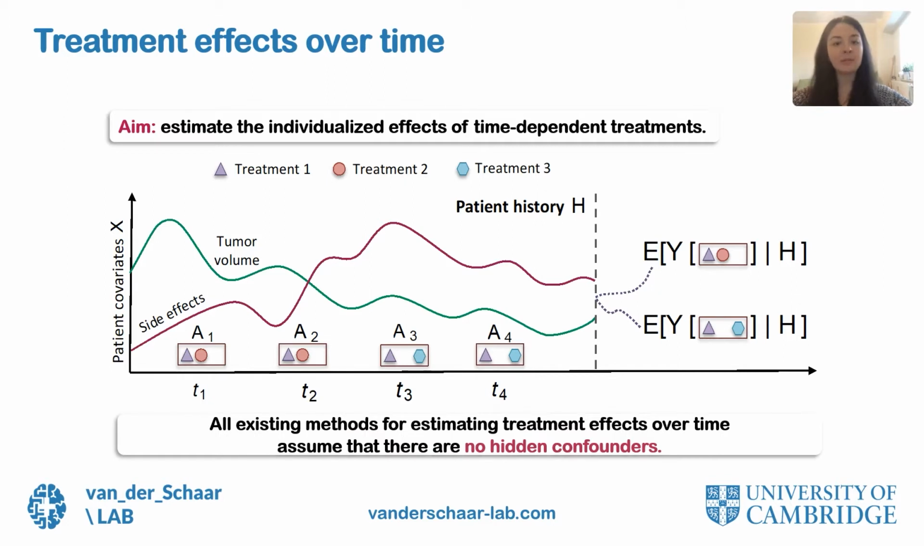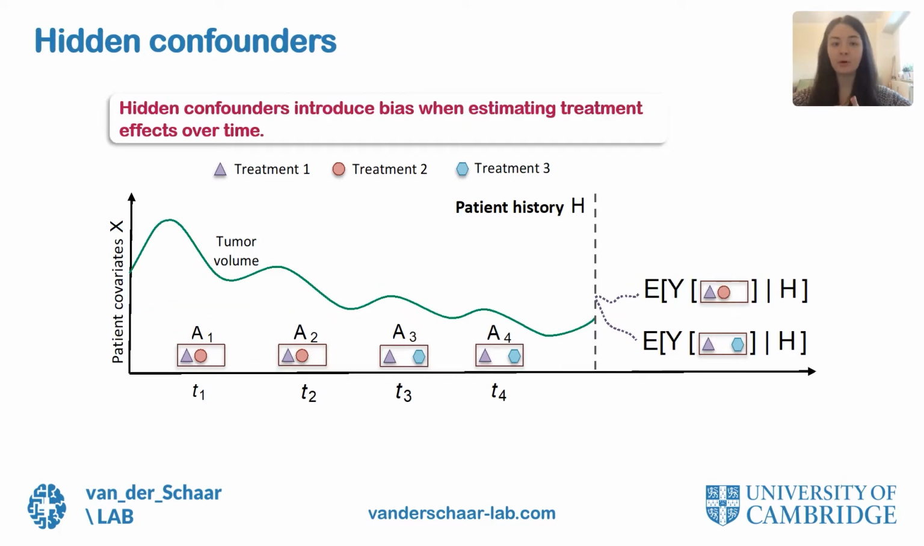And all of the existing methods for estimating individualized treatment effects over time assume that there are no hidden confounders in the data. This means that we observe all of the patient covariates that are affecting the treatment assignment and the patient outcomes. However, as we will see, this assumption is not testable in practice. Moreover, the presence of hidden confounders introduces bias when estimating treatment effects over time.